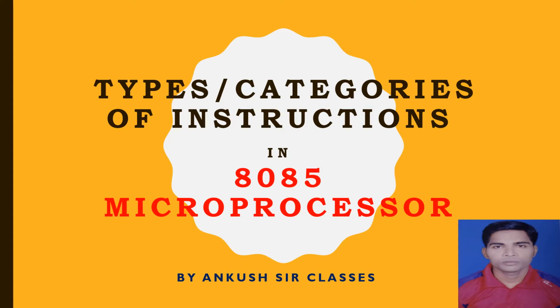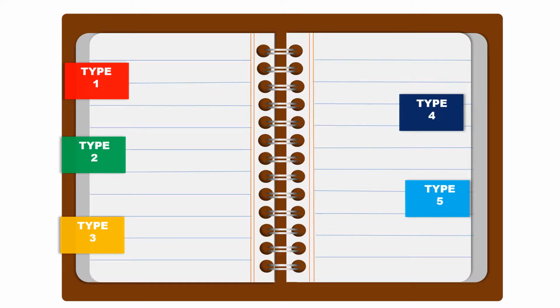And these instructions can be classified into 5 functional categories. Inside the 8085 microprocessor, all the instructions are categorized into 5 functional categories. Depending on its function, a specific instruction is categorized into a particular group. So here I explained that there are 5 categories in total.